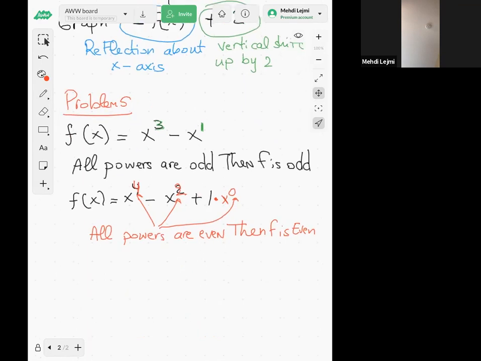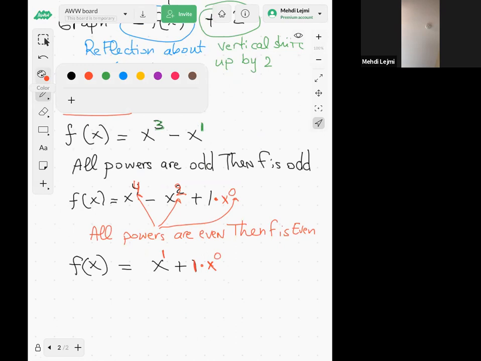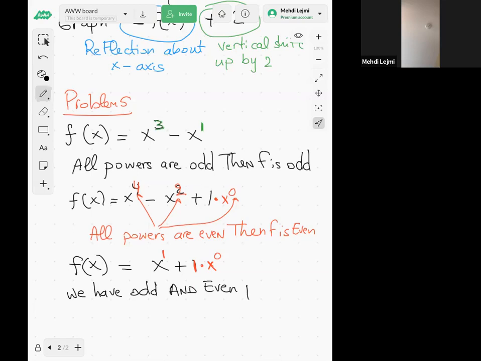And last one, f of x equals x plus 1. So this is x here, this is power 1. Again, this 1 here is like times x to the 0. So we have powers 0 and 1. So 1 is odd, 0 is even. So we have odd and even powers. So then f is neither.